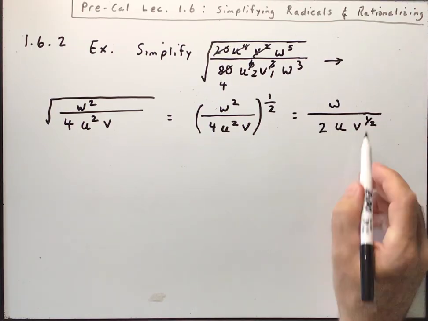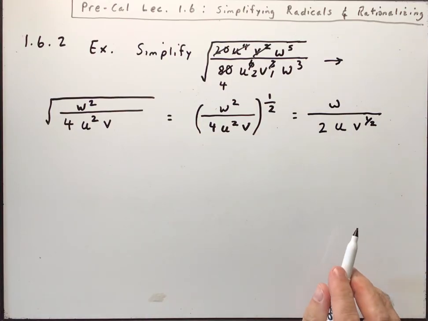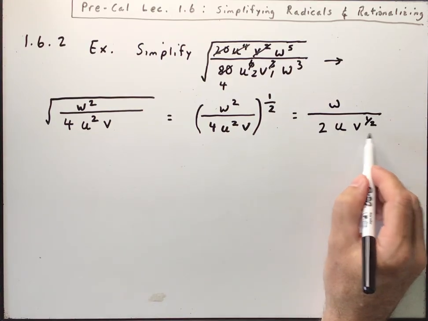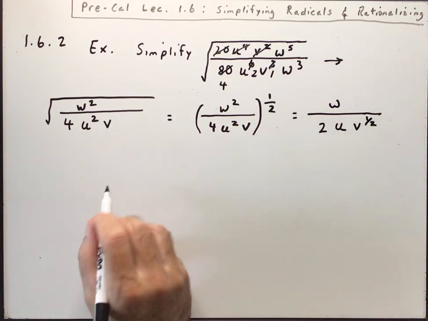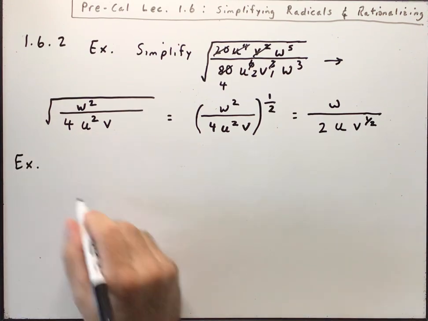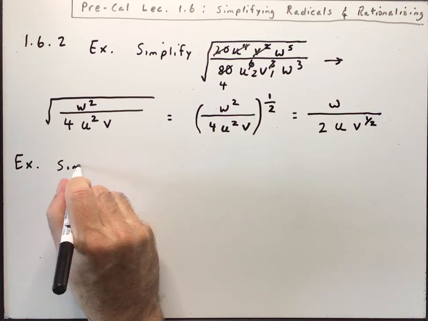So you can leave it as v to the 1/2, or you can write square root of v if you want. I'm going to teach you in just a second how to get rid of the radicals on the bottom. But for now, you can just leave it like that. Okay, last one in this section. We want to simplify.